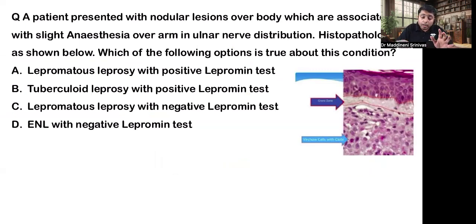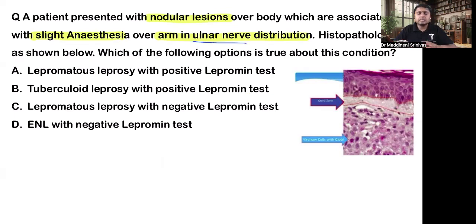A patient presented with nodular lesions over the body, which are associated with slight anesthesia over the arm in the ulnar nerve distribution. Histopathology is as shown below. Which of the following options is true about this condition? Many students gave different views. Some students told that a solitary lesion was given, which was having hypopigmentation and hypoanesthesia, and a histopath picture showing a tuberculoid granuloma. But most of the students told me this recall, that there were nodular lesions and slight anesthesia over the ulnar nerve distribution.